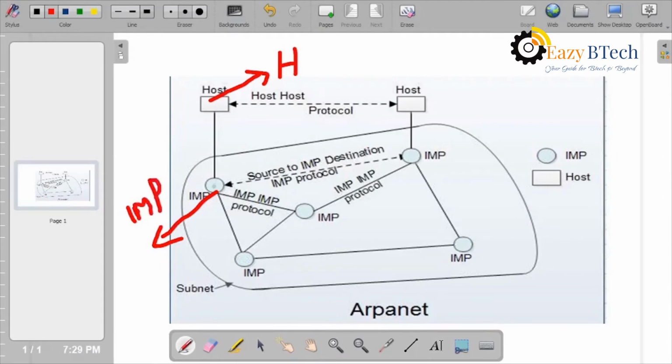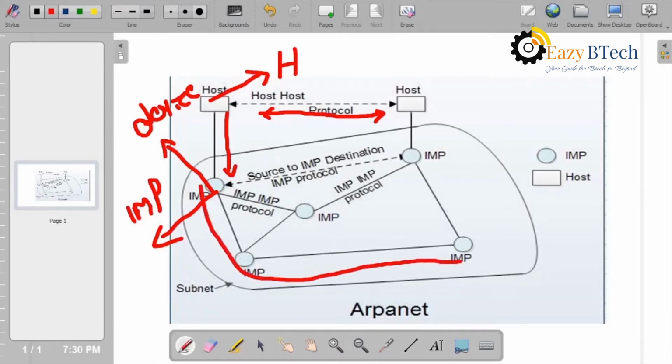So one IMP means a device, or a node, or a computer. Each and every host is connected to this particular IMP by using a protocol. Here we have a protocol concept, which means we use the TCP/IP reference model. This collection of IMPs we can call a subnet, the combination of all these IMPs.